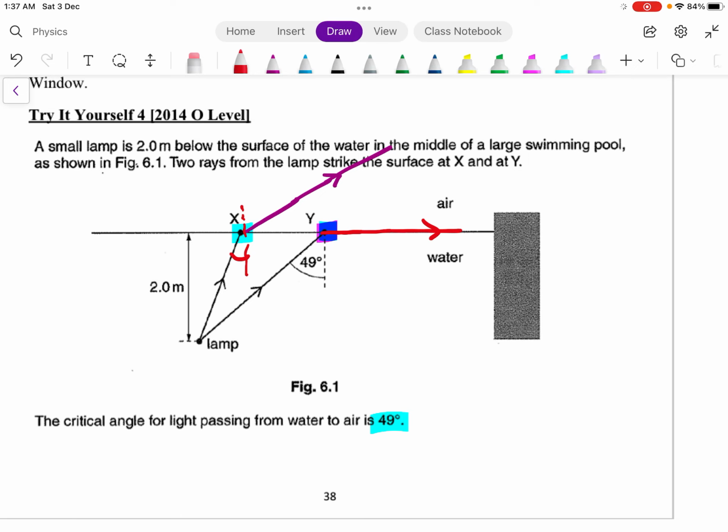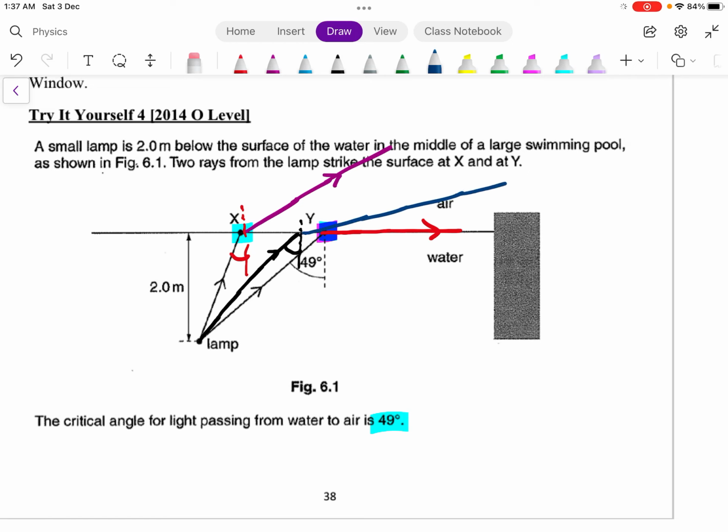Okay, so imagine that I draw one more light ray. The lamp is right here, so I draw a light ray. This light ray will form an angle here. This angle is still less than 49 degrees, so it's going to bend away from the normal. Let me just draw here. So I bend away from the normal.